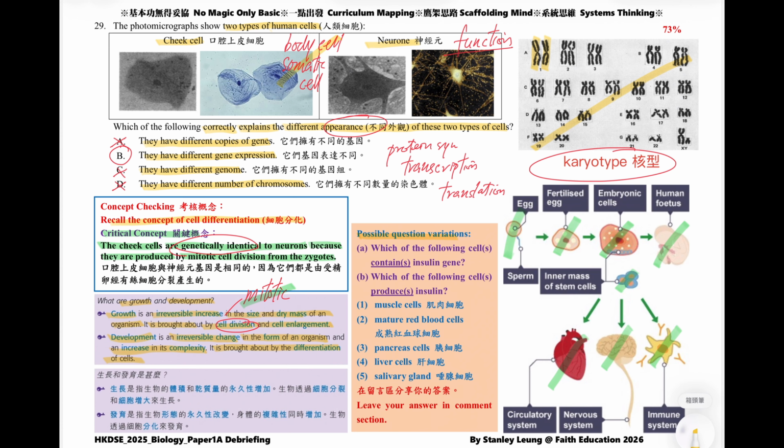So is there any possible question variation? Now you have five types of cells: muscle cell, red cell, pancreatic cell, liver cell, and salivary gland cell. Which of the following cells contain the insulin gene?